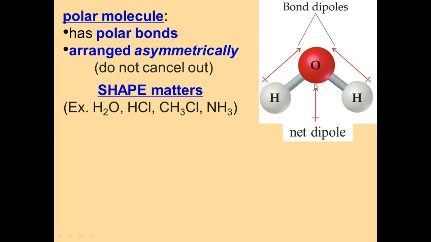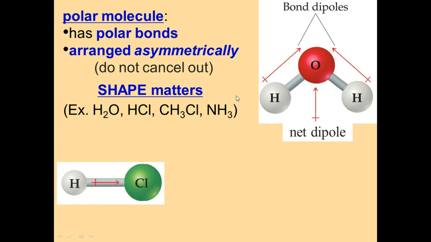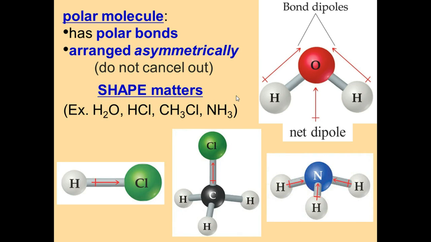And so here's some examples of polar molecules like water, which is this right here, hydrochloric acid, carbon trihydride with chlorine, and then we have ammonia. See how the dipole pulls it towards a more electronegative atom, and there are no bonds canceling them out.